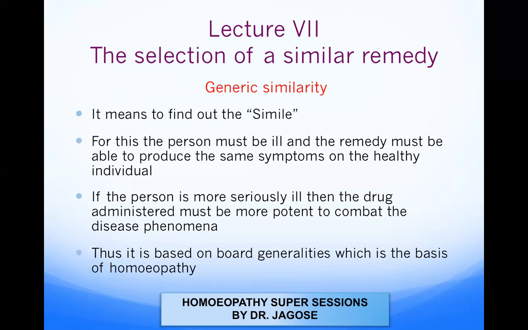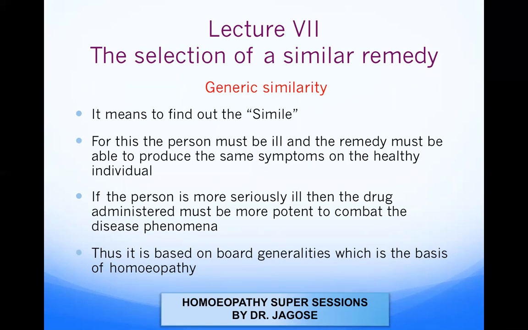So now let us say something about generic similarity. It means to find out the simile, simile meaning the partially similar remedy. For this, the person must be ill, and the remedy must be able to produce the same symptoms in a healthy individual. If the person is more seriously ill, then the drug administered must be more potent to combat the disease phenomenon. And this is based on the broad generalities, which is the basis of homeopathy.